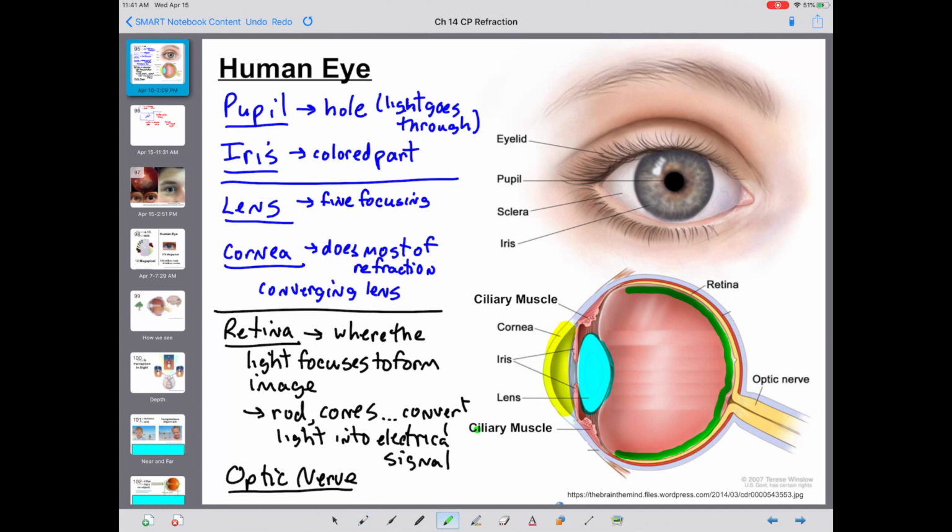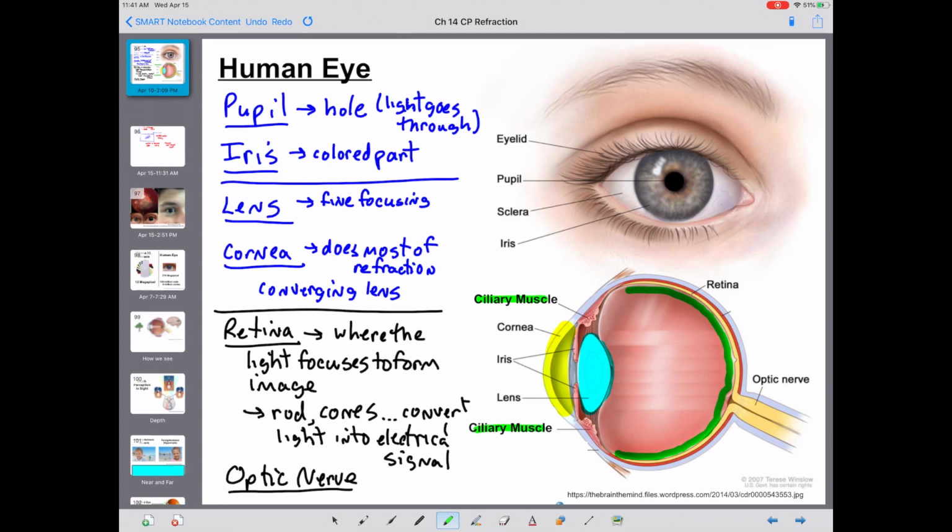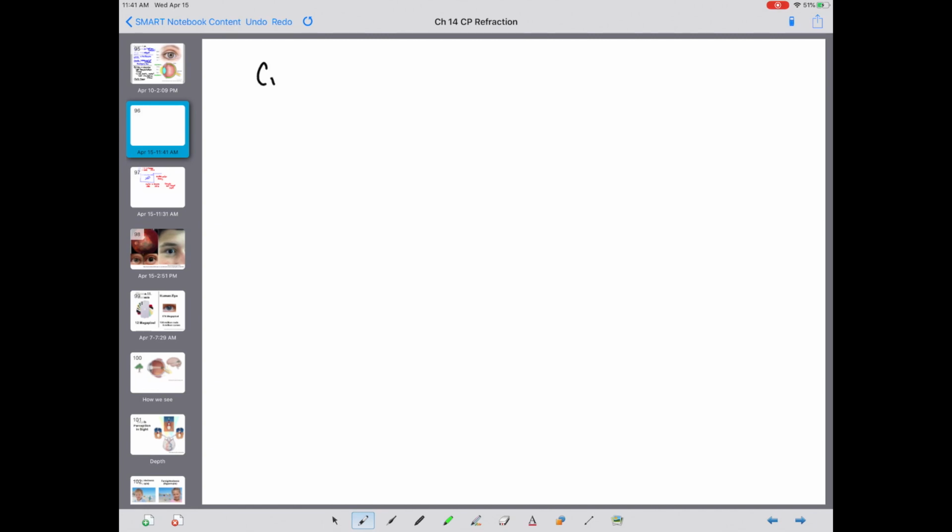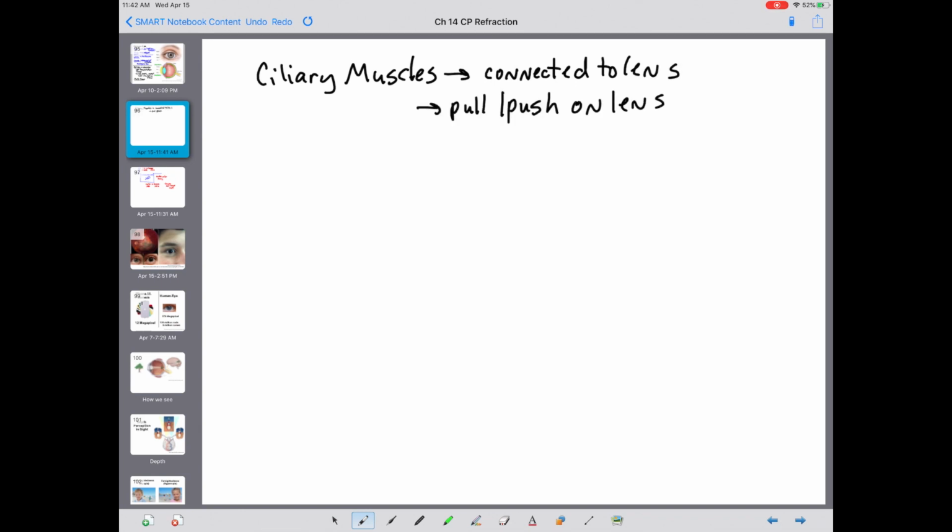Now, one other thing I wanted to hit here, and that is your ciliary muscles. Your ciliary muscles are basically above and below the lens, and they will stretch and they will change the shape of the lens. Ciliary muscles connected to the lens pull and push on that lens to be able to change its shape. In changing the shape of the lens, they allow you to focus on things that are near and far away.